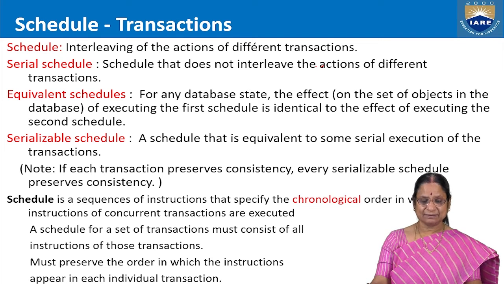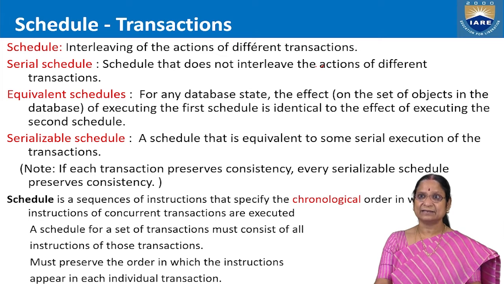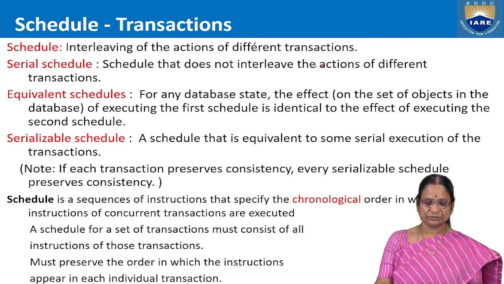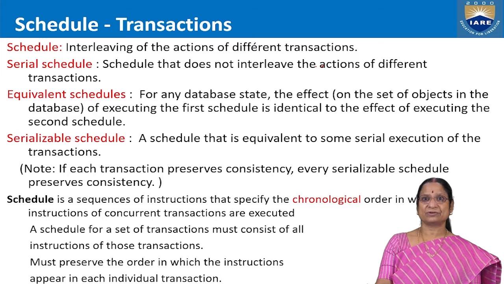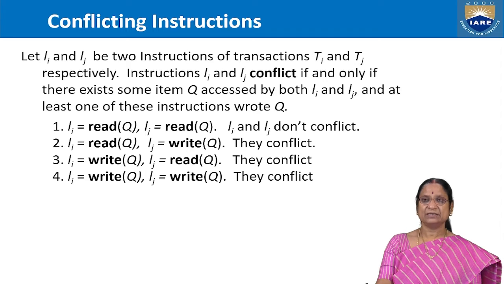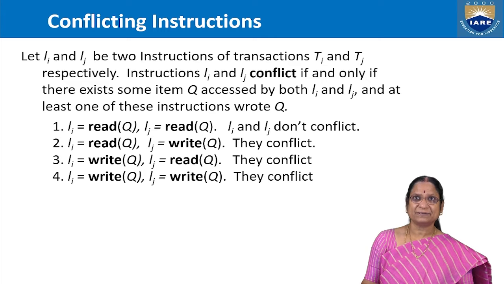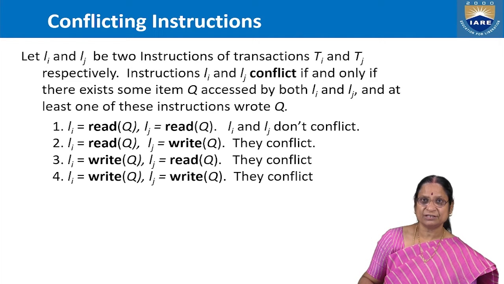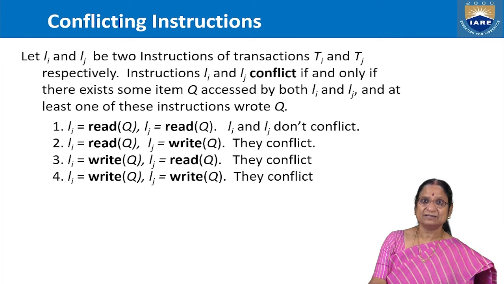A schedule is a sequence of instructions that specifies the chronological order, first which one, second, like that, in which the instructions of concurrent transactions are executed. A schedule for a set of transactions must consist of all instructions of those transactions, and it preserves the order in which the instructions appear in each individual transaction. If instructions are interleaved, we have to check whether that particular interleaving of instructions is equivalent to some serial schedule or not.